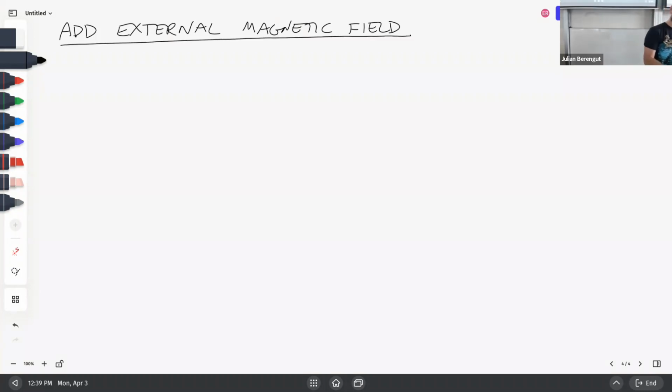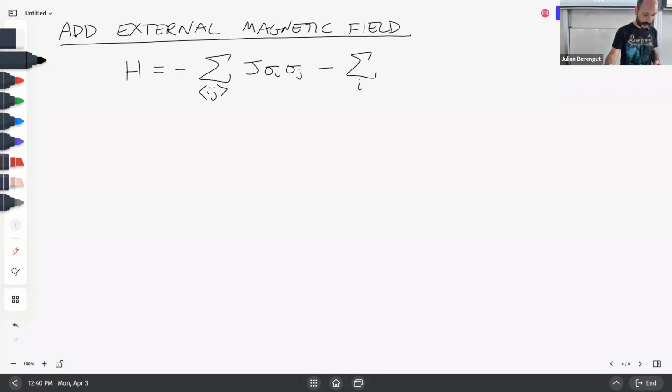And then we have the full Ising model. Sum over the pairs, same. But now for each one of them, I've got an energy mu b sigma i. Okay. This one is extremely difficult to solve.